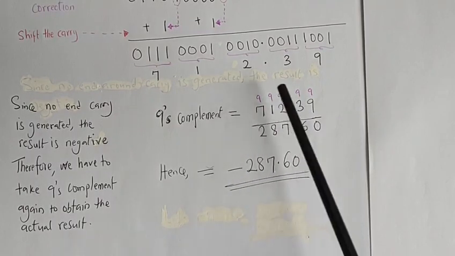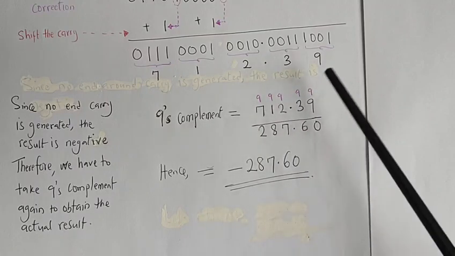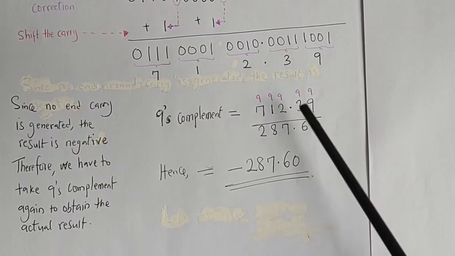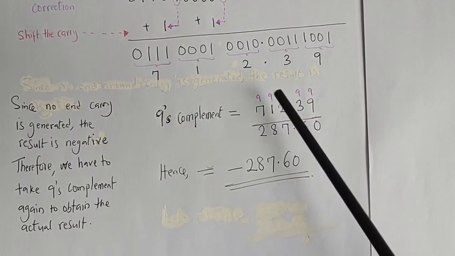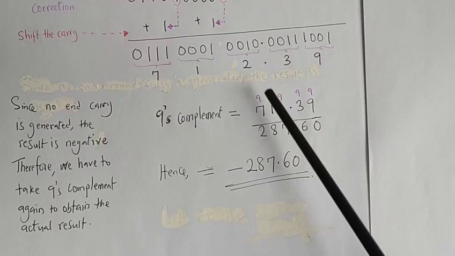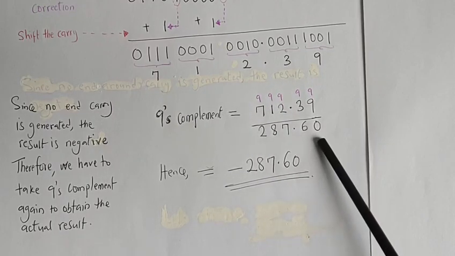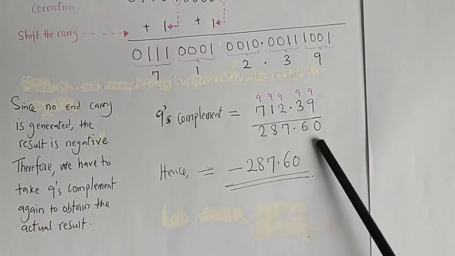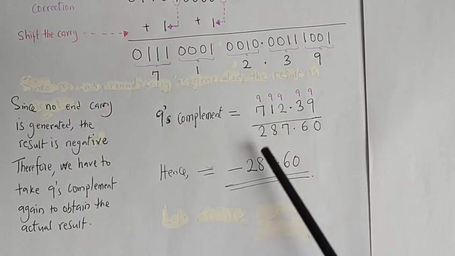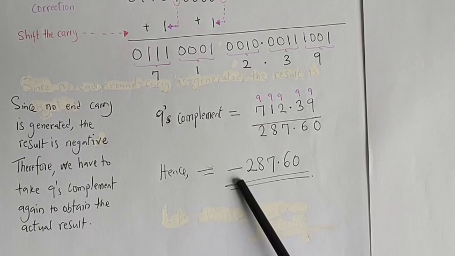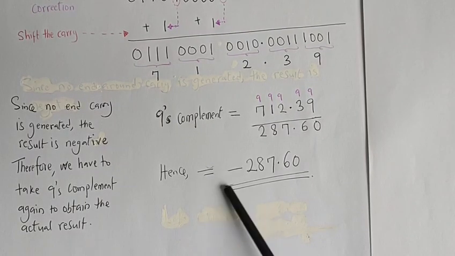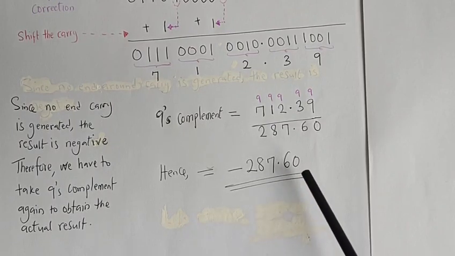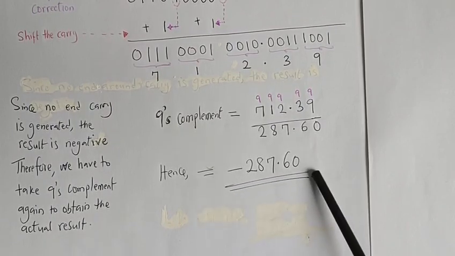So we're going to subtract each and every digit of this value from 9. So we're going to have 99999. 9 minus 9, we're going to have 0. 9 minus 3, 6. Dot. 9 minus 2, 7. 9 minus 1, 8. And 9 minus 7 is going to be 2. Alright, so we're going to have 287.60. In this case, whatever we have as the final answer is going to be negative because no end carry is generated. So our final result is going to be minus 287.60. This is our final answer.